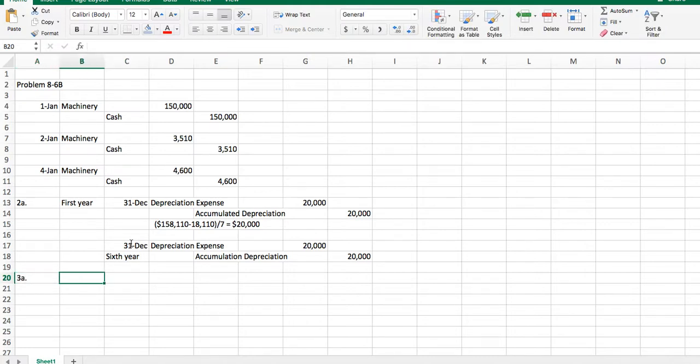So then in 3A, they ask us to prepare journal entries to record the machine's disposal under each of the following separate assumptions. So in A, it was sold for $28,000 cash. So we received cash of $28,000. That's a debit. And then the other thing we have to do is take the accumulated depreciation off the books and take the machinery off the books. Because we've sold it, we no longer have that machinery, and we have to take the associated accumulated depreciation off the books. And so the machinery was $158,110. That was the cost. The depreciation at the end of its life would be $120,000. First 6 years of depreciation.